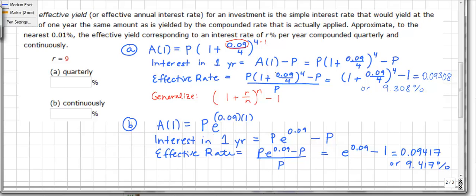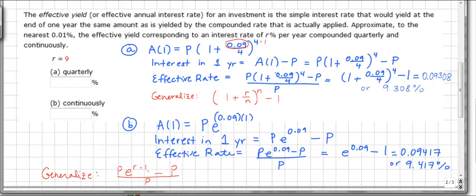But I want you to be able to generalize. So let's look at it again in that regard. What we said was that it's the amount of interest you earn in 1 year divided by your principal. So your interest in this case is e to the r times 1. Okay, and the principal P e to the r minus 1 minus P, and then divided by the principal.